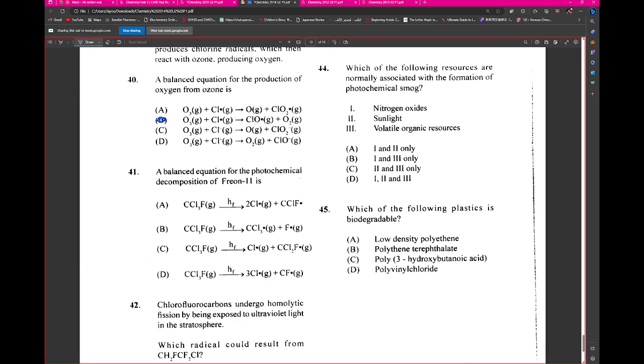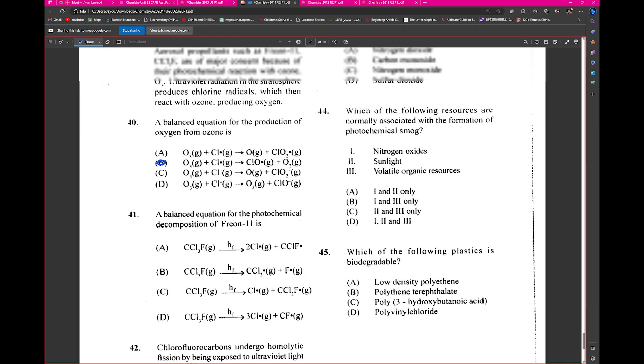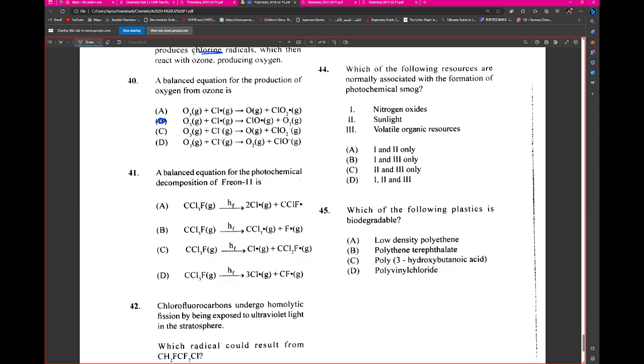41. The balanced equation for the photochemical decomposition of Freon 11 is... So just applying what we did up there, it did tell us already that it produces chlorine radicals. Therefore, I don't want to see anybody with anything else. C would have to be the better answer. Wonderful.